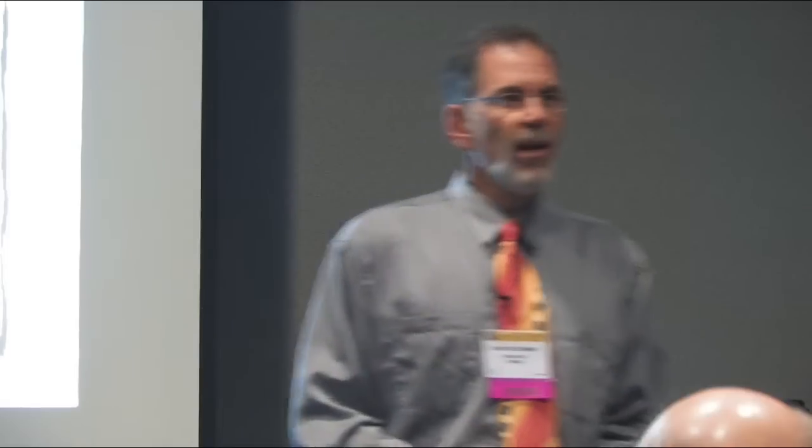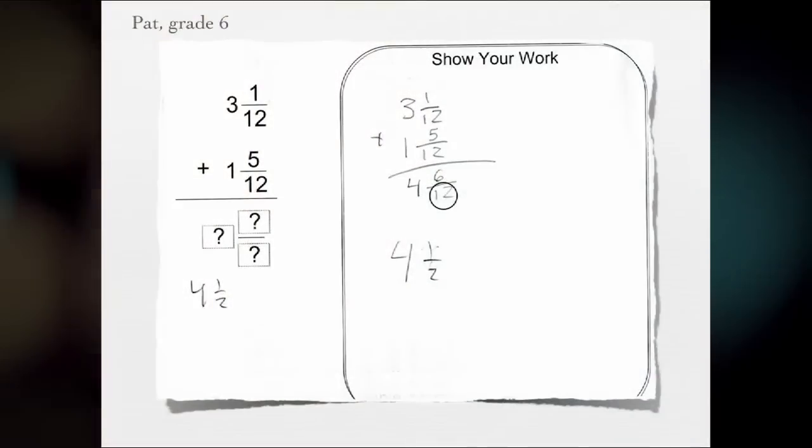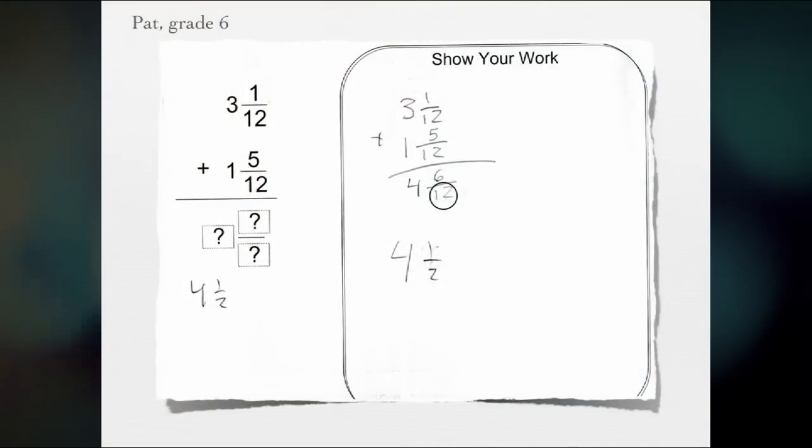So we went and started digging. What's going on? What are kids thinking? And there's a lot of research out there. We wanted to see it for ourselves. And so here's Pat. Pat is not the student's real name. And I picked Pat because you don't know. It's like Saturday Night Live, Pat. Boy, girl, not sure. But Pat, grade 6.